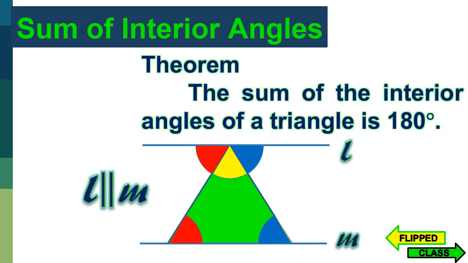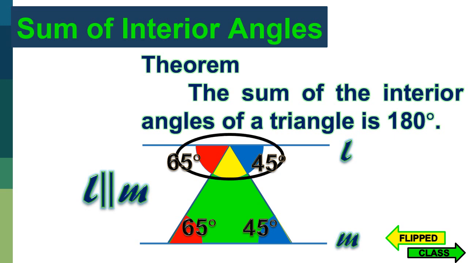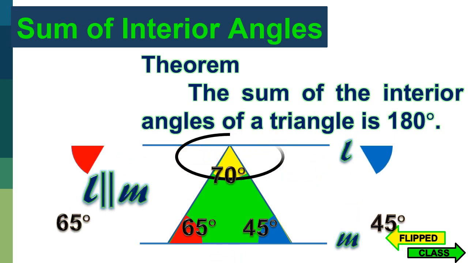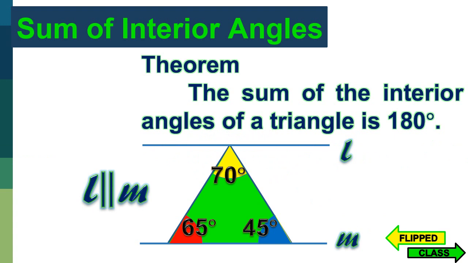Now let us try some values here as a proof. If this angle measures 65 degrees, that means the red one also measures 65 degrees. If this angle here measures 45 degrees, that means the other blue angle also measures 45 degrees. Now, again, the three angles are forming a straight angle. In short, they must sum up to 180 degrees, and we need 70 degrees for that. Take a look at the remaining angles now, which are all interior angles of the triangle. When you sum them up, they sum up to 180 degrees. This is the proof for this theorem.